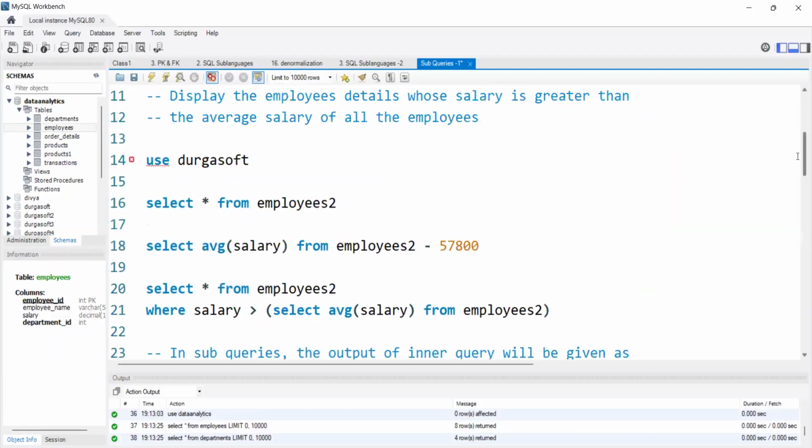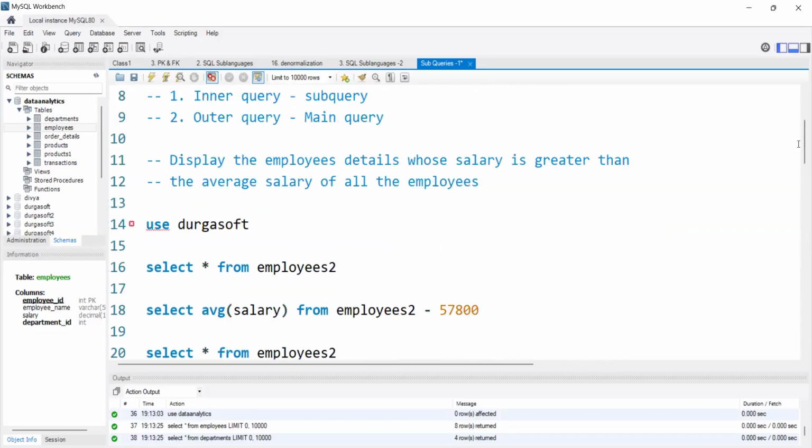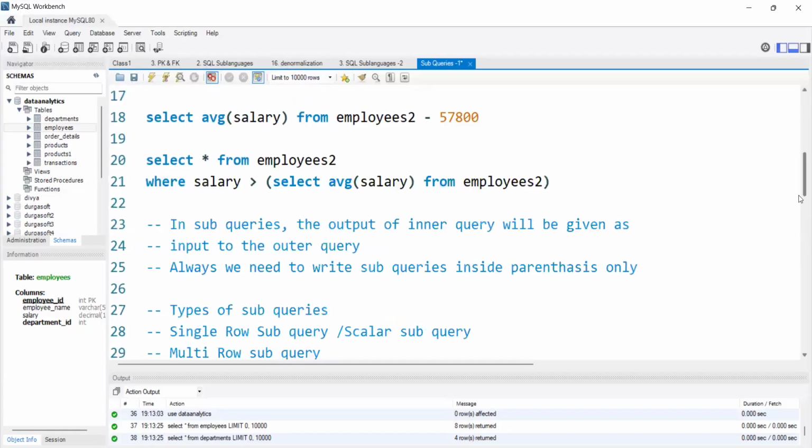Regarding the salary only, we solved our first example based on the employees and salary. Here also we divided the question into two parts. Display the employee details whose salary will be our first question. The average salary of all employees will be the second question. Whenever I executed my second question, the average salary, the output is a single value. So we will consider this a single-valued subquery.